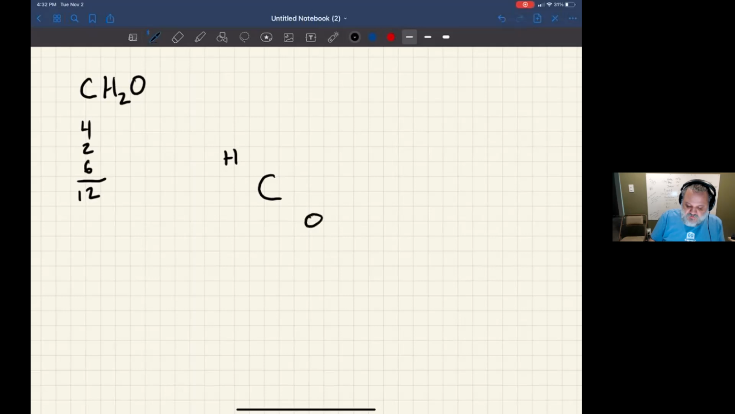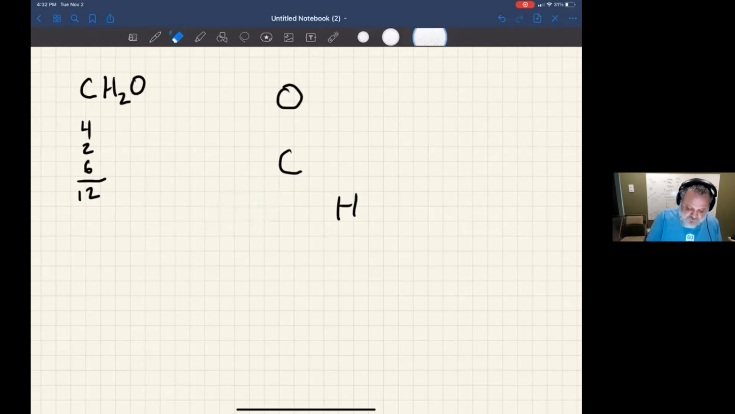What I can't do is something like this. That's not very symmetrical. So we won't try that structure at all. So let's go back to our original structure: carbon in the middle, 2 hydrogens, and an oxygen here. Let's just shorten this guy up a little bit. All right, and now that I've got the atoms arranged, I want to draw one bond between every atom.